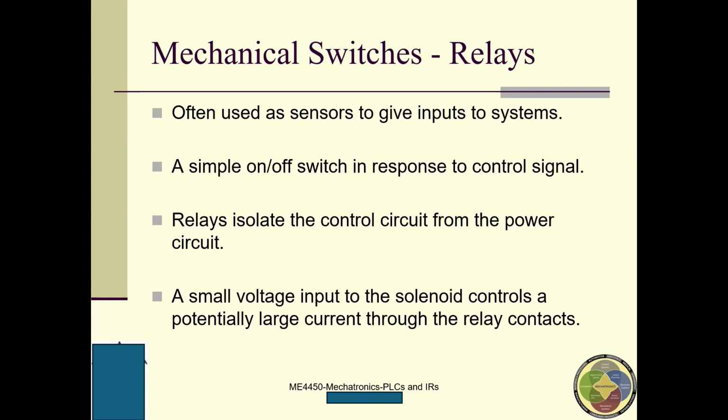A relay isolates the control circuit from the power circuit. So this is very, very important. For the control circuit, I want you to write down, okay? The voltage is so low, about 12 VDC or 24 VDC. Write down what a control circuit is: it can be 5 VDC TTL, 12 VDC, or 24 VDC, very, very low. That is harmless to our human bodies.